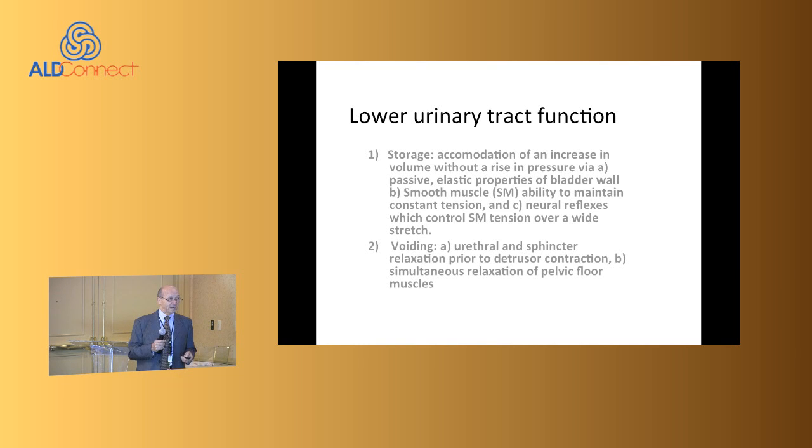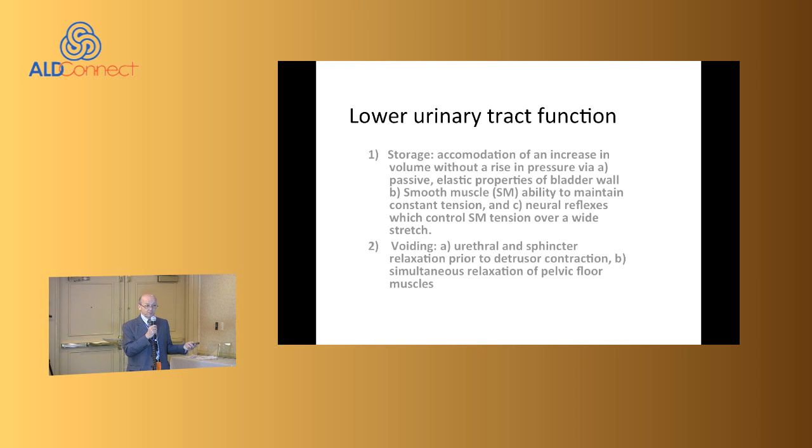Basically, the lower urinary tract functions in only two ways, very simple ones, which most of us don't think of it that way. It's either for the purpose of storage, which occurs through a process called accommodation of an increase in volume without a rise in pressure. The bladder starts to fill, but the pressure stays the same. That occurs through passive elastic properties of the bladder wall, as well as the ability of the smooth muscle in the bladder to maintain constant tension. And of course, this is all coordinated via neural reflexes, which controls smooth muscle tension over that wide stretch.